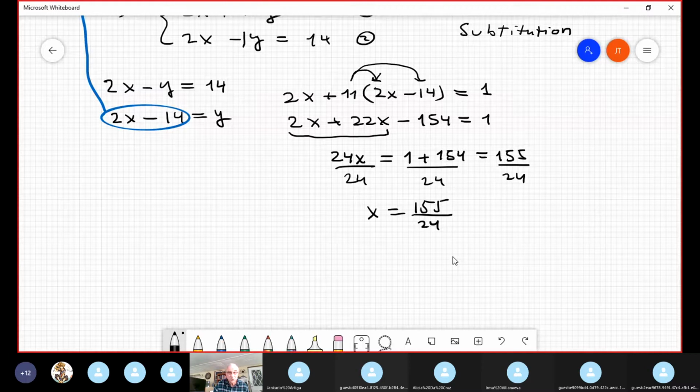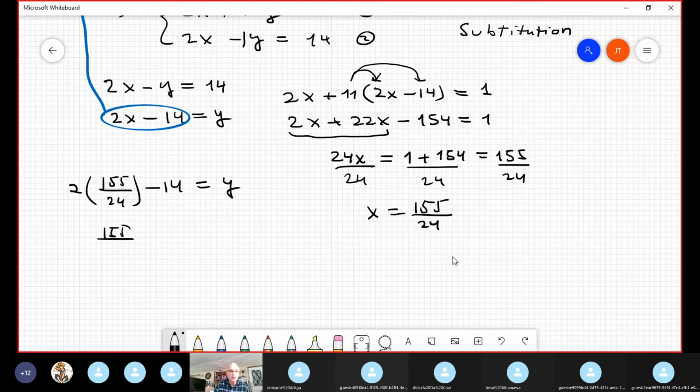Now, substitution here in the y value, the 2 times 155 divided by 24 minus 14 equal y value. We can simplify a little bit, 155 divided by 12, no? Where does this 12 come from? Divided by 2, 24 is 12, and divided by 2 here is 1. This is 1 and this is 12. This is one possibility, no? So you put in the calculator, minus 14.